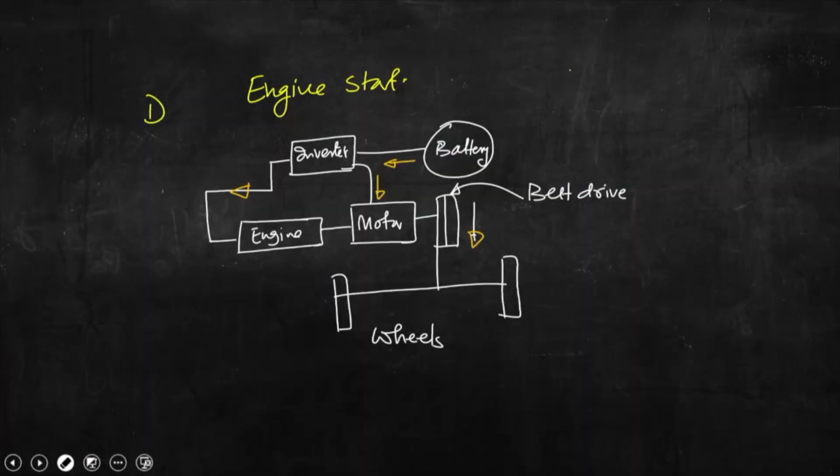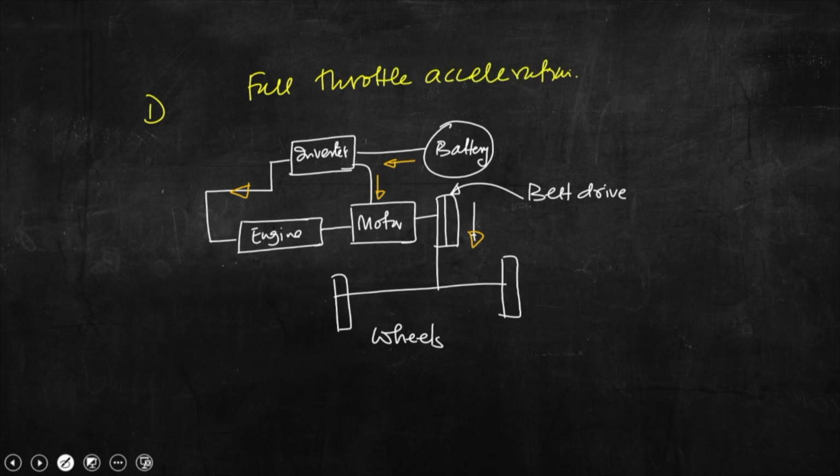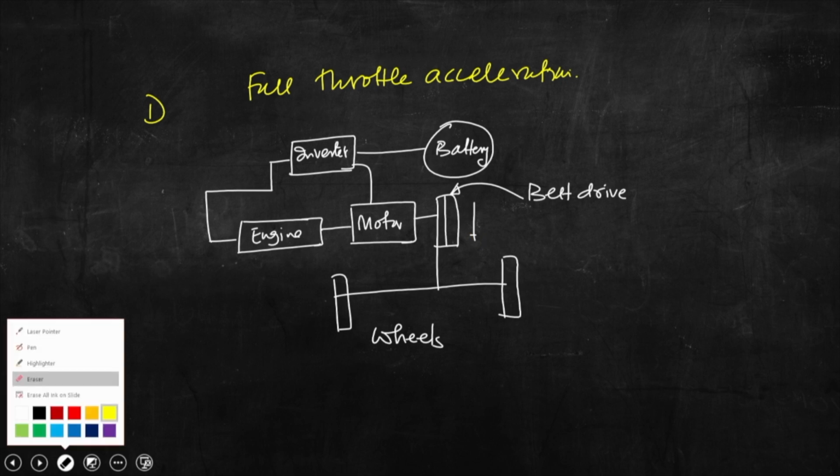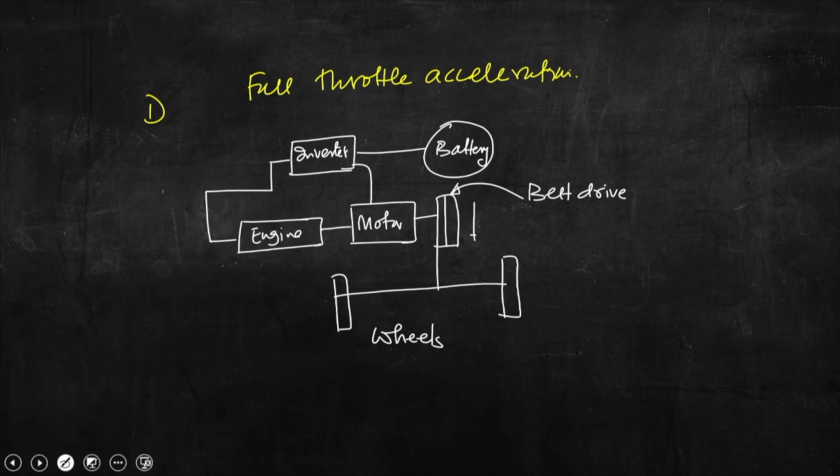Okay. The next arrangement is full throttle acceleration. In this case, again let me erase the arrow directions, then I will be using a new set of arrows. Again this will come from the battery, to the inverter, from the inverter it will come to the motor, and the engine will supply power again to the motor and belt drive.